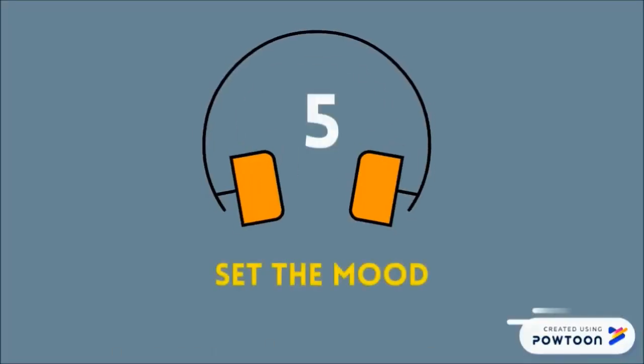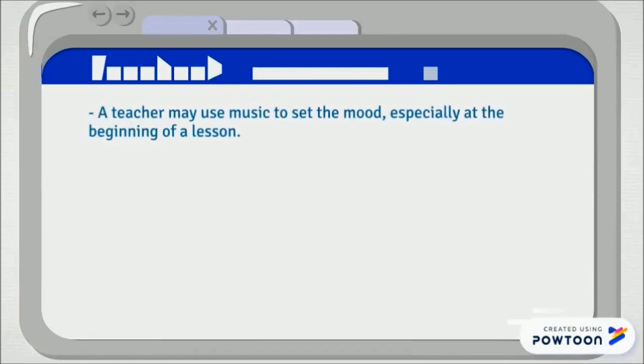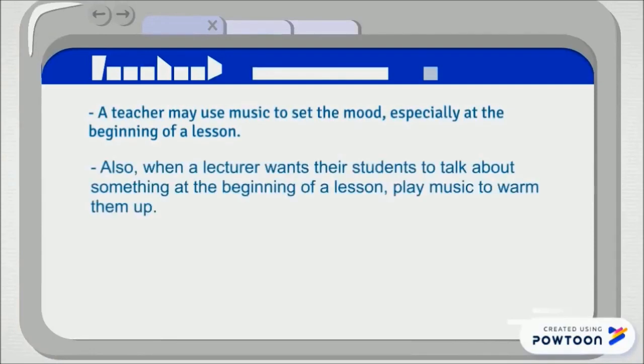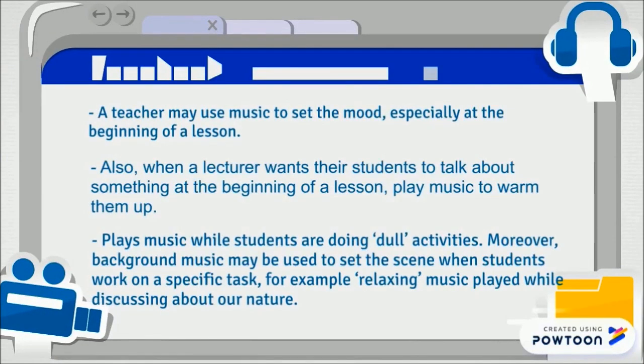The last activity is called as set the mood. In this activity, a teacher may use music to set the mood, especially at the beginning of a lesson. Also, when a lecturer wants their student to talk about something at the beginning of a lesson, they can play music to warm them up. Music also can be used when students are doing dull activity or as a background music.